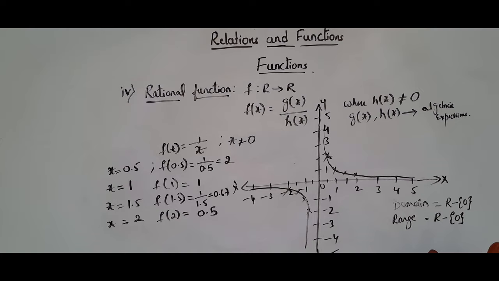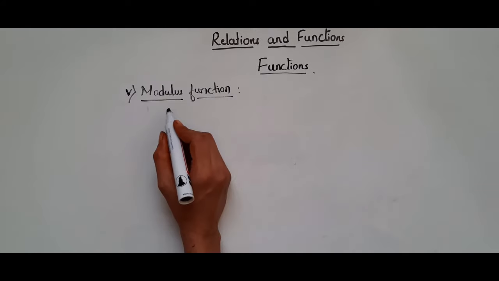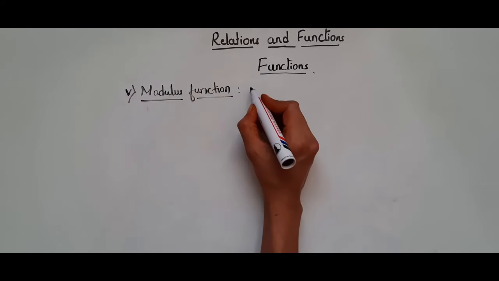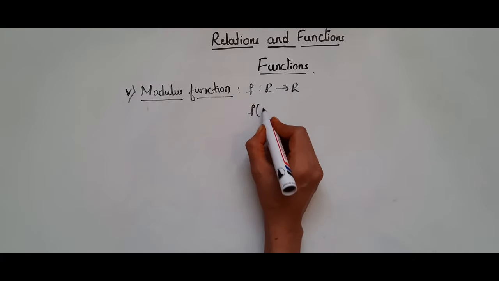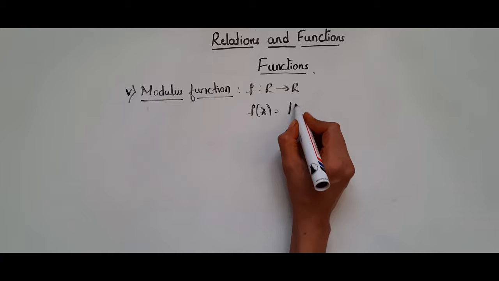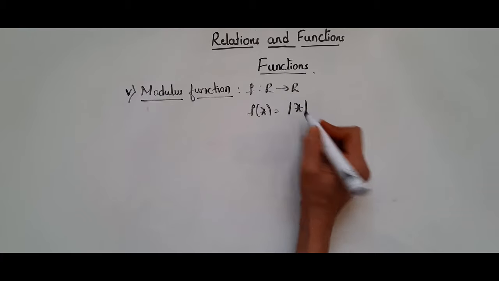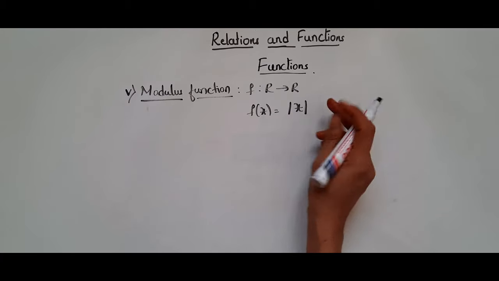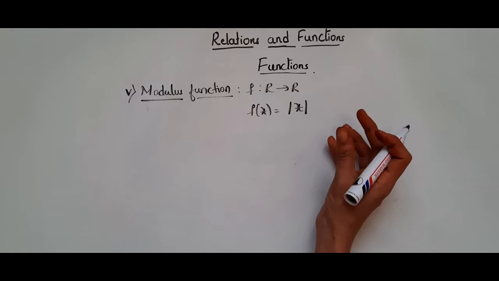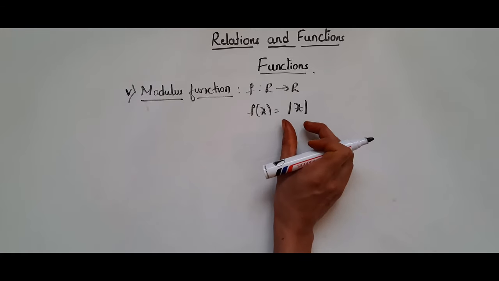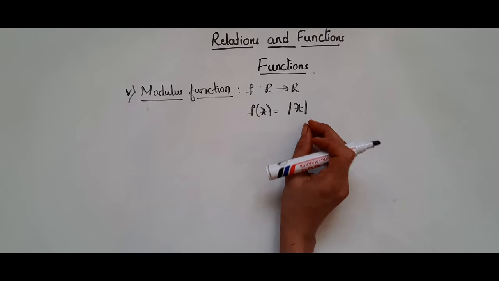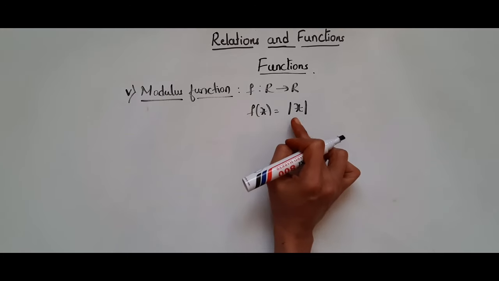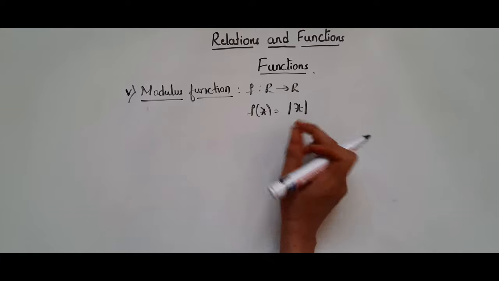Now let's move to the fifth function, that is the modulus function. Now let's see what is the modulus function. Here the function is defined from R to R. So the function of the form f of x is equal to mod x. This is called mod. So here this modulus makes any quantity positive. If there is a negative quantity also, by writing modulus, that will be positive. If it is positive, then it will be positive itself. When x is negative, this modulus will make it positive.